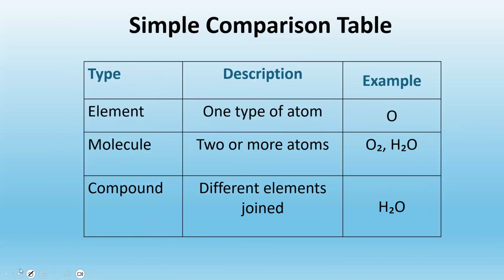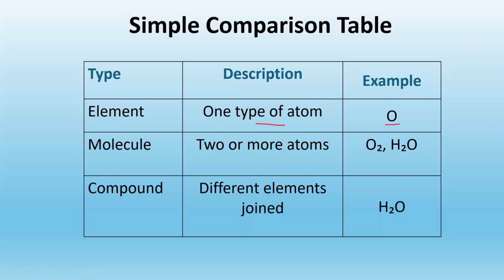Now, let's look at this simple comparison table to clearly understand the differences. First, element. An element is made of only one type of atom. For example, oxygen, just O.